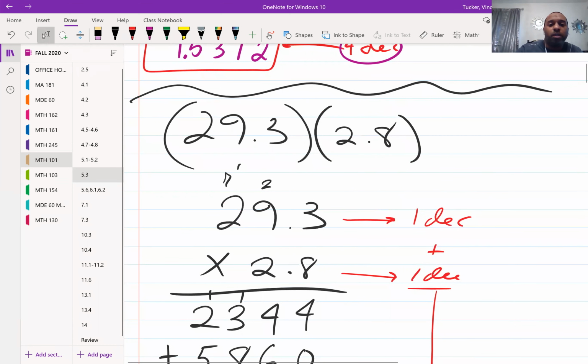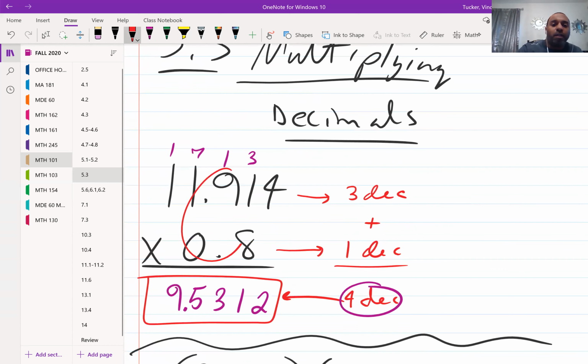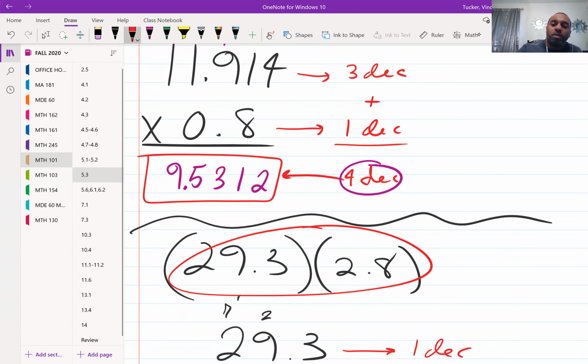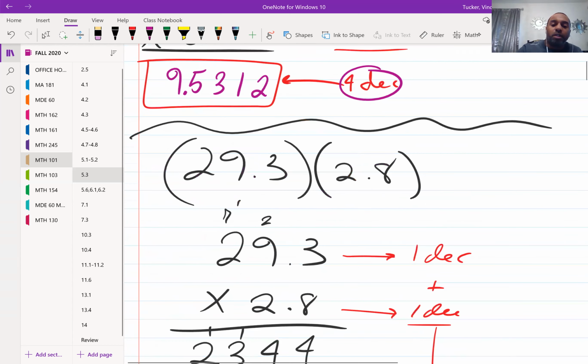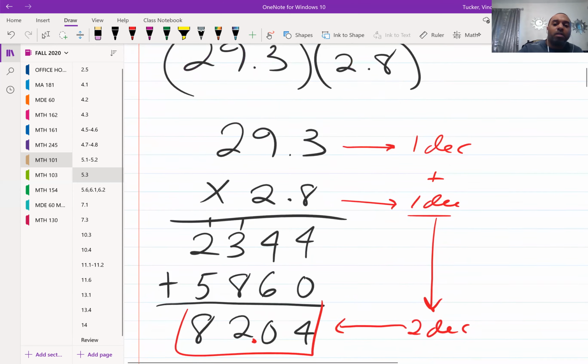So here's another way you could get presented a multiplication problem. Here they gave it to you this way. Here they give it to you this way. But we can still set it up vertically. In other words, 29.3 times 2.8. And let me erase this and we can walk through it.